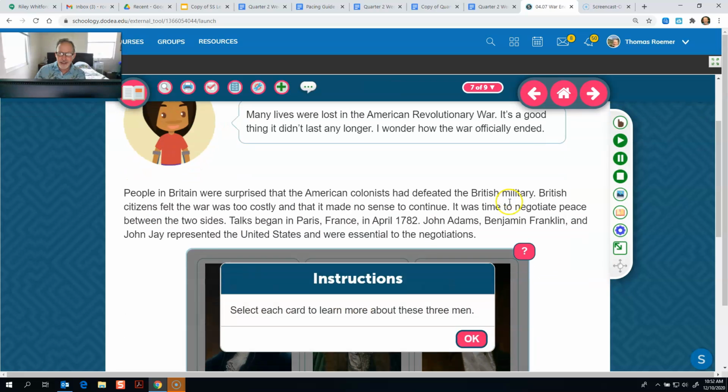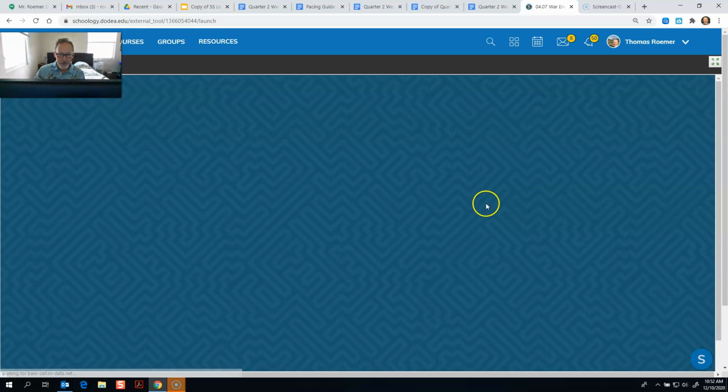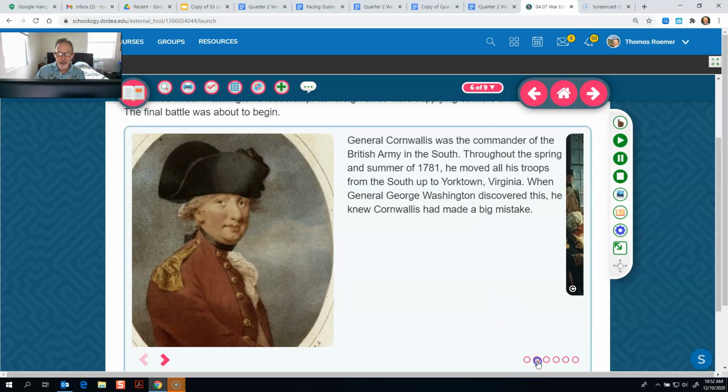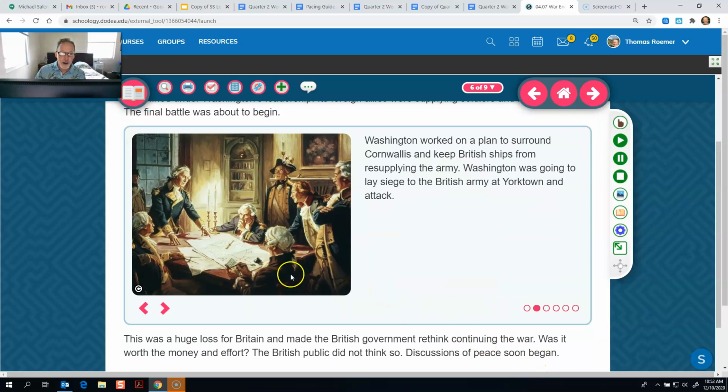Okay, and, oh, you know what? I think I got to go back here. Sorry. Okay, Cornwallis went into Yorktown. Look at here, everybody. Now, Washington, he's a planner. He planned. He figured he's in Yorktown. Now we got him trapped.